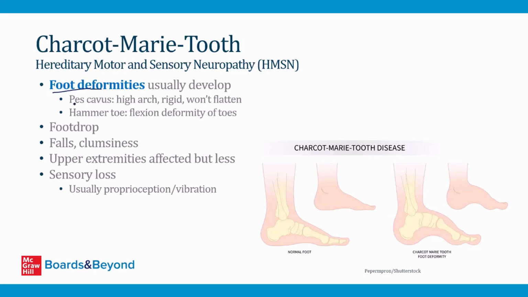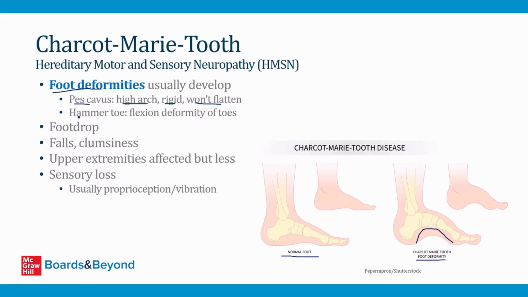And there are 2 classic foot deformities seen in Charcot-Marie-Tooth. The first one is called pes cavus. This refers to a high arch, rigid foot that won't flatten. If you look down at the bottom of the slide here, this is what a normal foot should look like, and this is the foot deformity pes cavus seen in children with Charcot-Marie-Tooth. You can see that there's a high arched foot. Also, it won't flatten, it's very rigid.